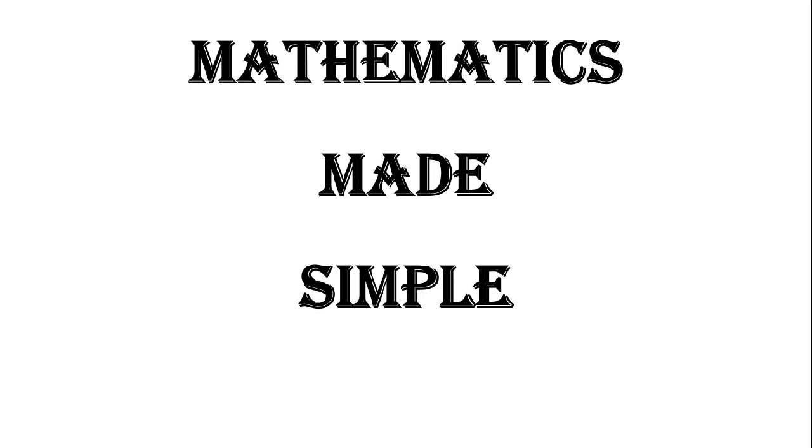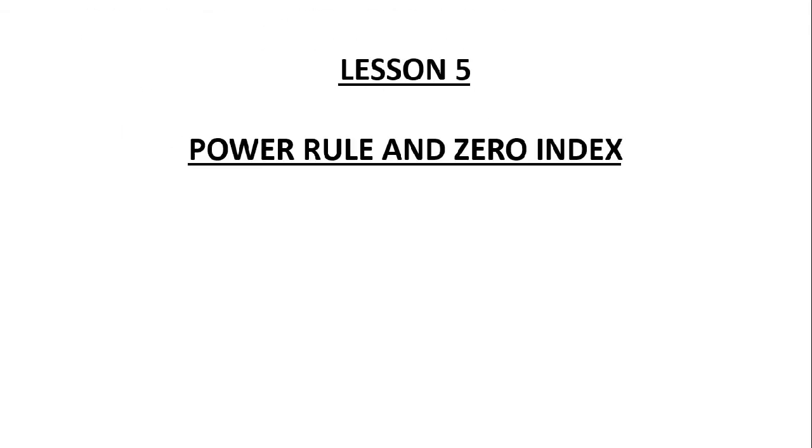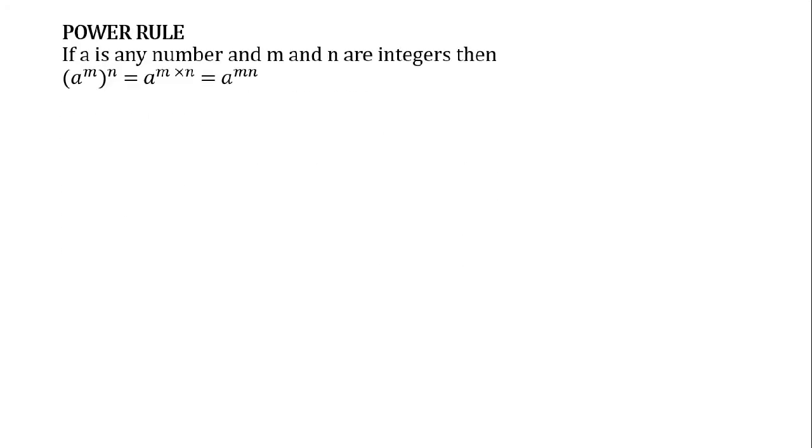In lesson 5, we have the power rule and the zero index. What is the power rule? If a is any number and m and n are integers, then a to the power m, to the power n, is equal to a to the power m times n.